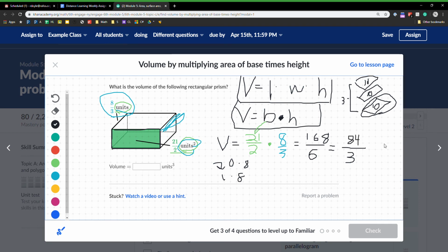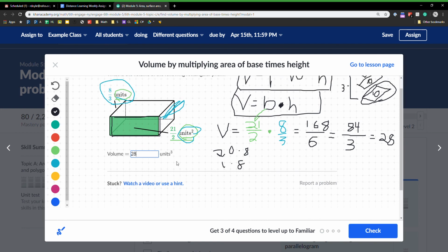And then, let me think, maybe you can divide 84 by 3. Off the top of my head, I don't know that. Calculator. 28. It is divisible by that. So 84 divided by 3 is 28. So the volume would be 28 units cubed for this one.